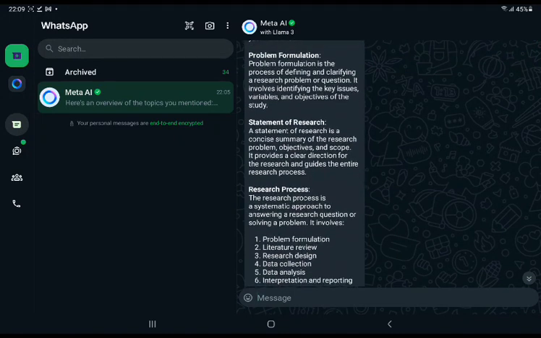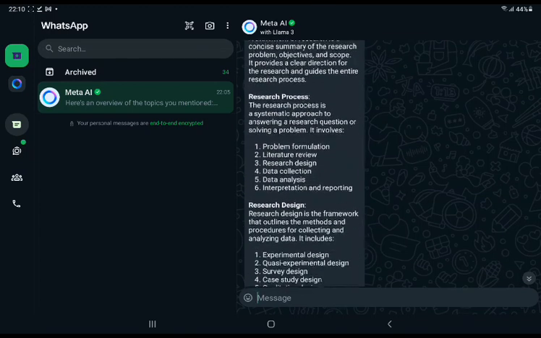Statement of research. A statement of research is a concise summary of the research problem, objectives, and scope. It provides a clear direction for the research and guides the entire research process.